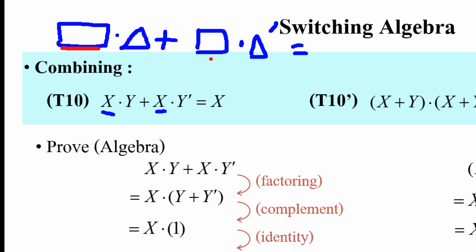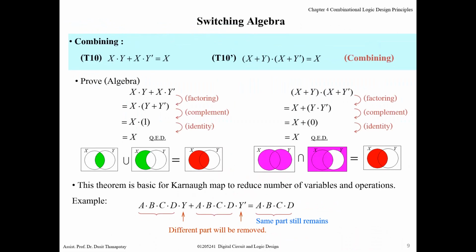This is the same part, right? This one is the opposite part. I inverted here. So your result is the part that is the same, and the opposite part will disappear. So you should understand and remember this form or this pattern. And for this one also, same x, and opposite y prime. The result is x.